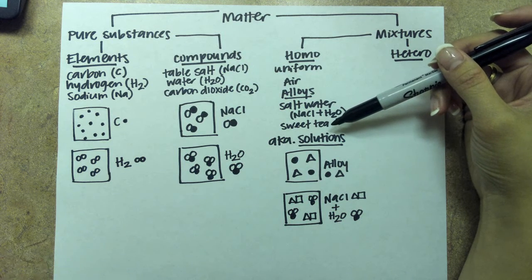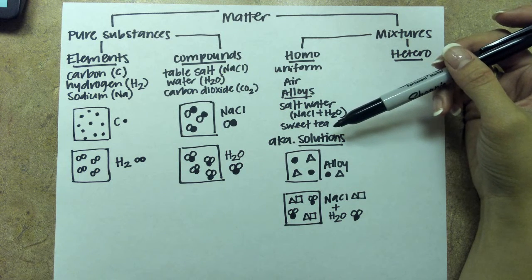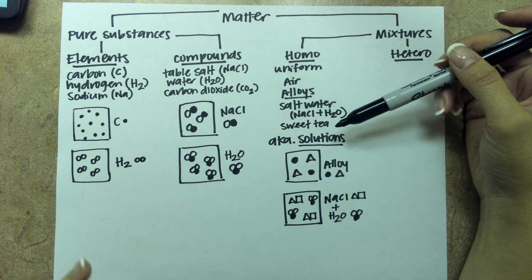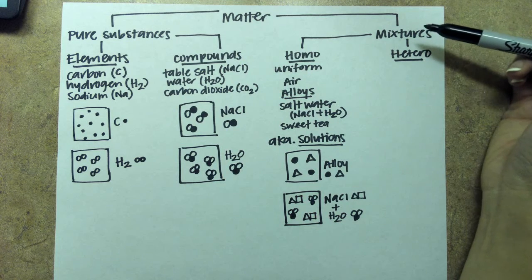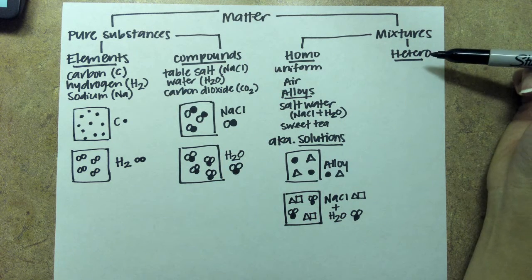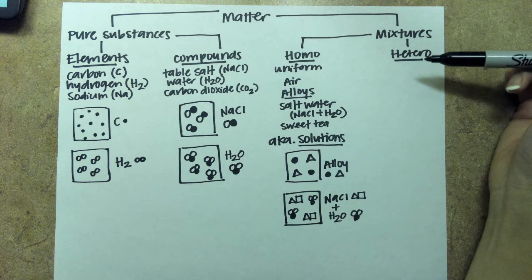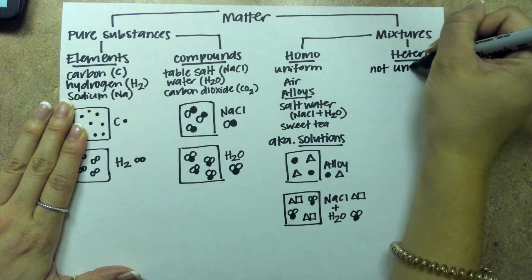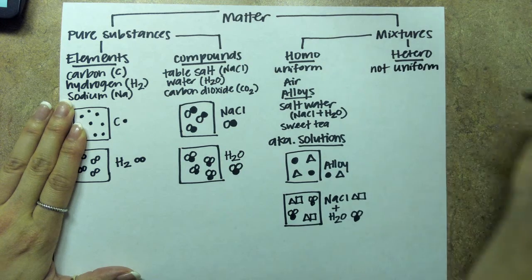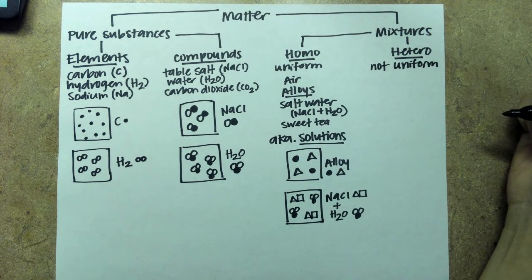I know it's evenly distributed because that first sip of sweet tea should taste like the last sip of sweet tea, because the sugar and the water is all spread out equally throughout that sweet tea. So another type of mixture we're going to look at is a heterogeneous mixture. The key thing about a heterogeneous mixture is these are not uniform. So they're not equally spread out.